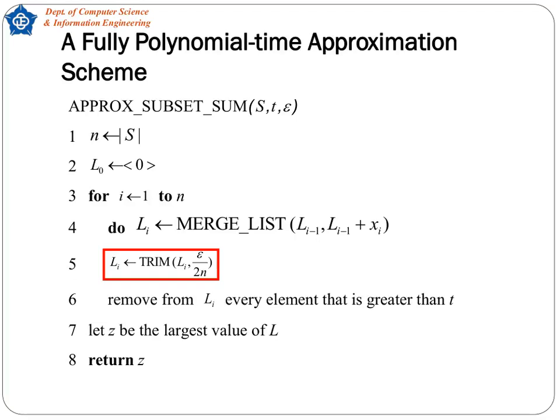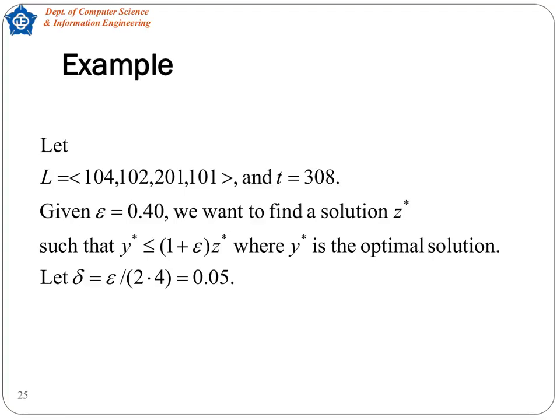4. Discard any sums in L that exceed the target T. 5. After processing all n elements, let z be the largest value remaining in L and return z as the approximate solution. By controlling list growth through trimming and removing sums above T, approx_subset_sum runs in time polynomial in n and 1/epsilon, and it guarantees that z is within 1 plus epsilon of the optimal subset sum. Now, let's see this approximation scheme in action with a concrete example.